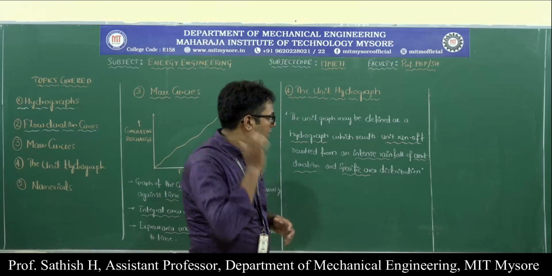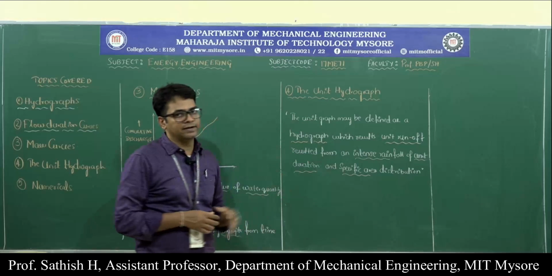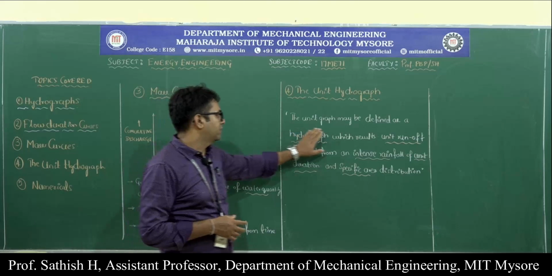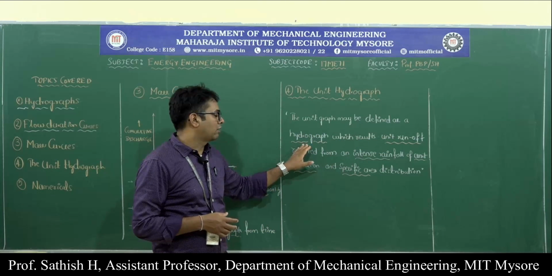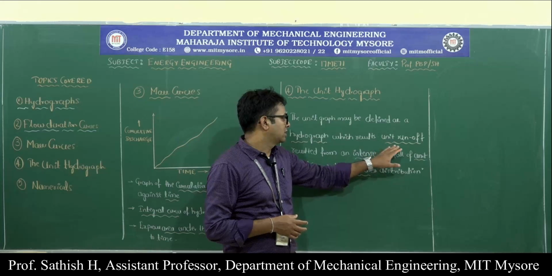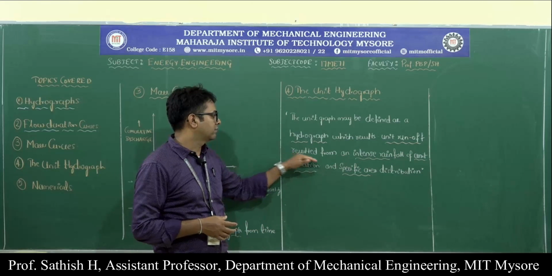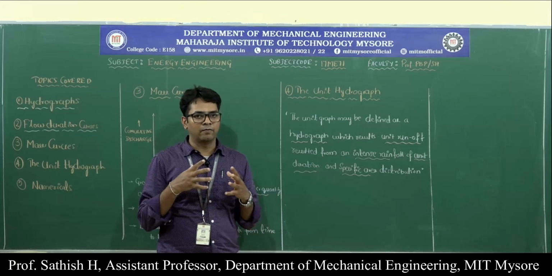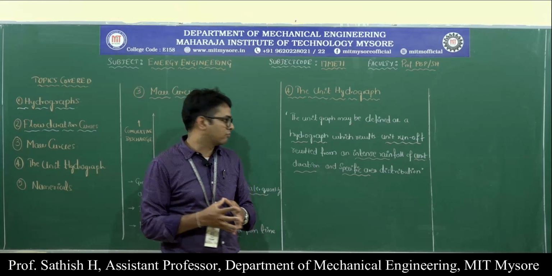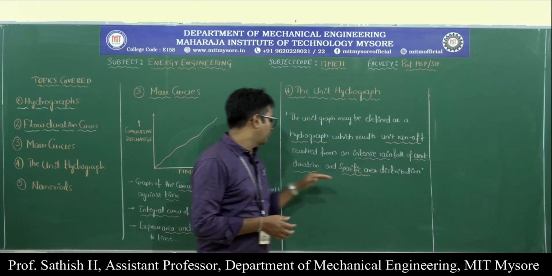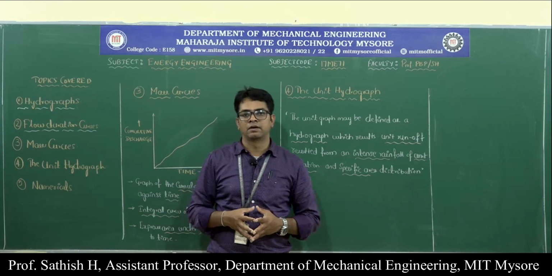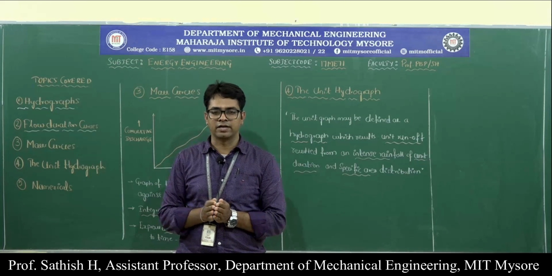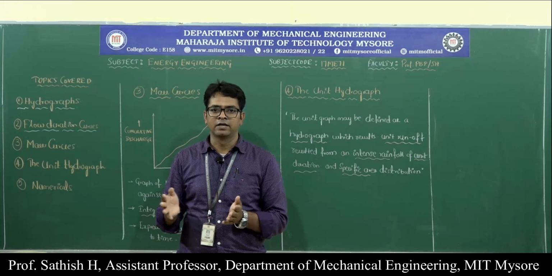The last theoretical topic is the unit hydrograph. The definition of the unit hydrograph is given here. The unit hydrograph may be defined as a hydrograph which results in unit runoff, resulting from an intense rainfall. When you have an intense rainfall, what is the discharge during that rainfall of a unit duration? For example, if you have an intense rainfall during 1 month, that is a unit duration. You can also take it for 1 hour, or 1 week.